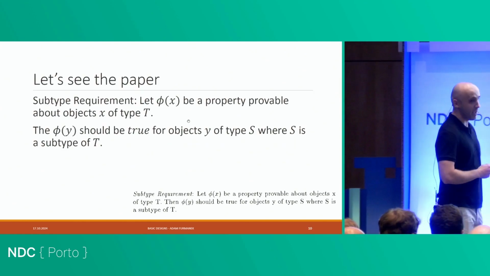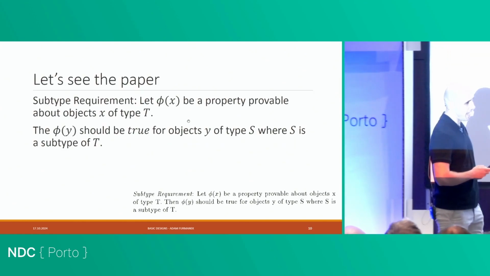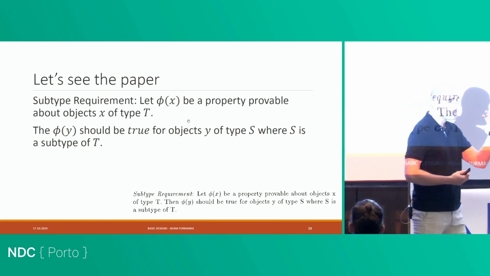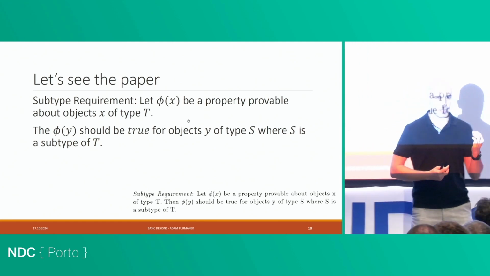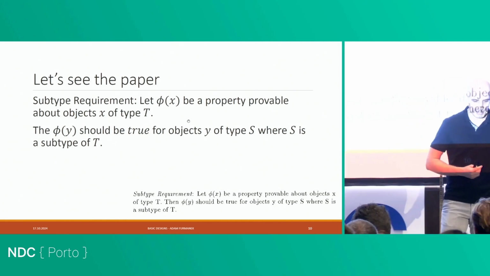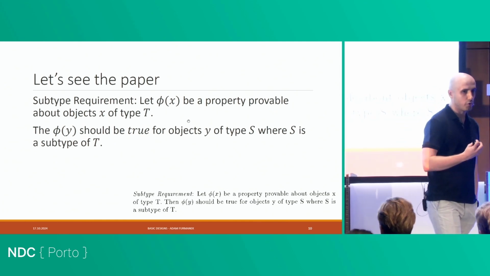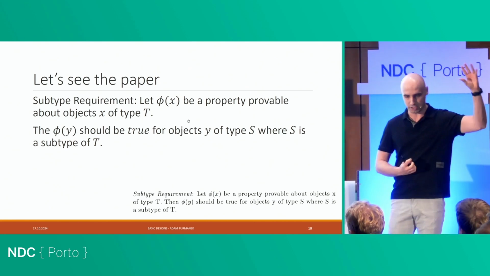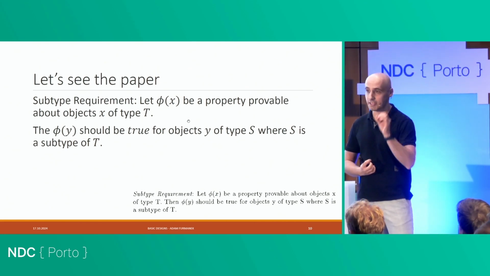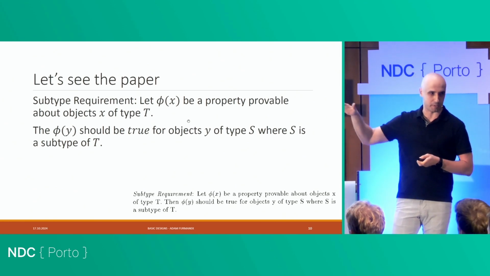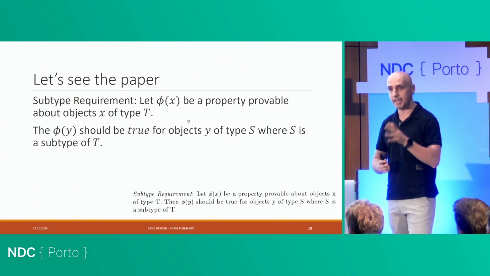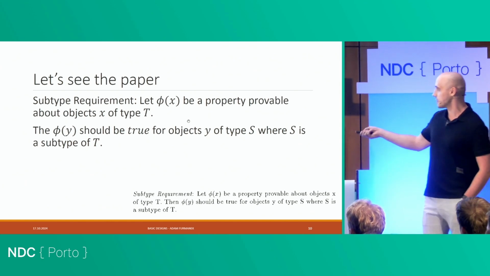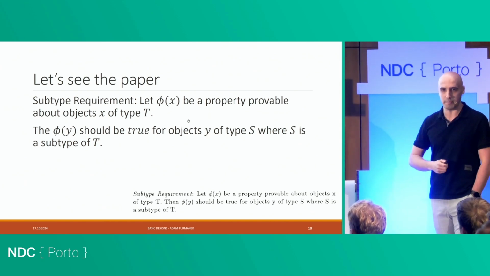If we go into the paper from 1994, so 30 years back, we can see that this paper proposes an idea that if there is a property that in the paper they call phi of x, and if it's provable for the supertype, so we have some property that we can prove for the supertype, then we would like it to be provable for all the subtypes. That's the idea that, hey, the software will be better if we make it this way. And you can actually even see the quote, the screenshot from the paper itself.